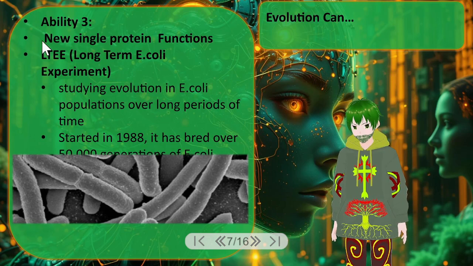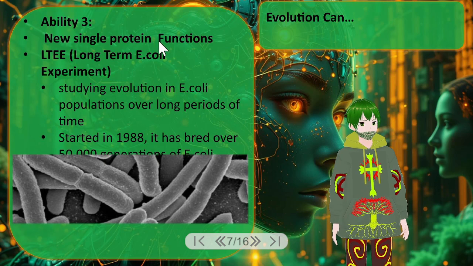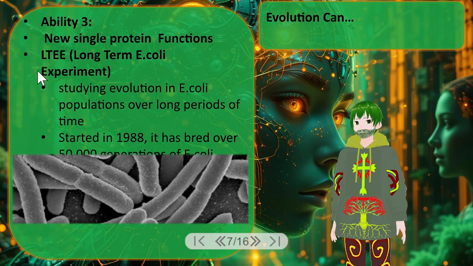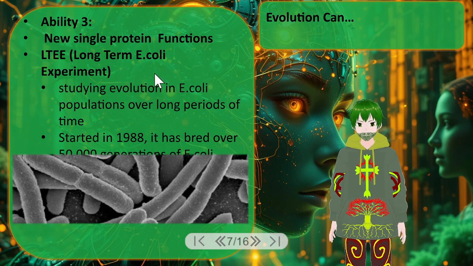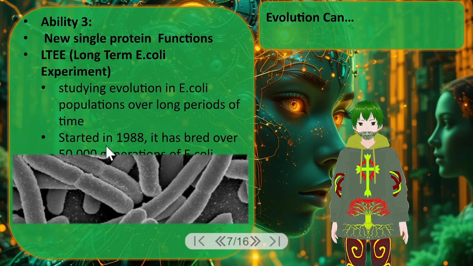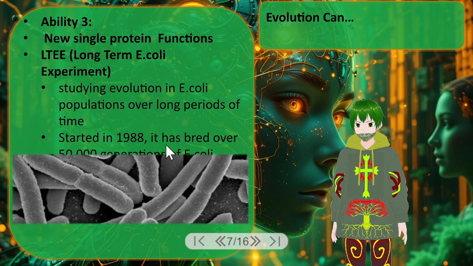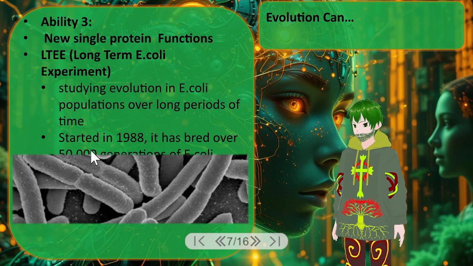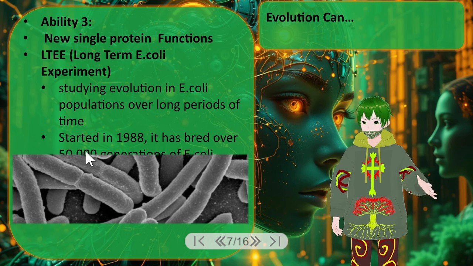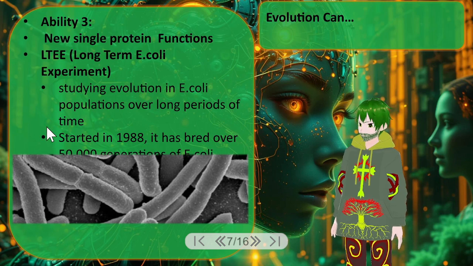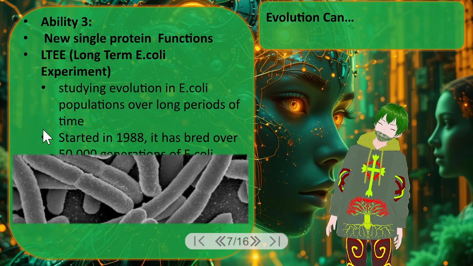Ability 3 would be new single protein functions. And a good example of this comes from the long-term E. coli experiment, where they have been breeding E. coli for something like over 80,000 generations. This is the equivalent of 750,000 to about 1 million years of human evolution. Very long period of time, and its population sizes are in the billions because we're talking about bacteria.